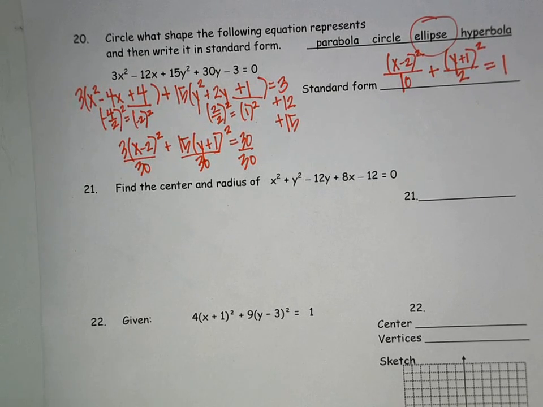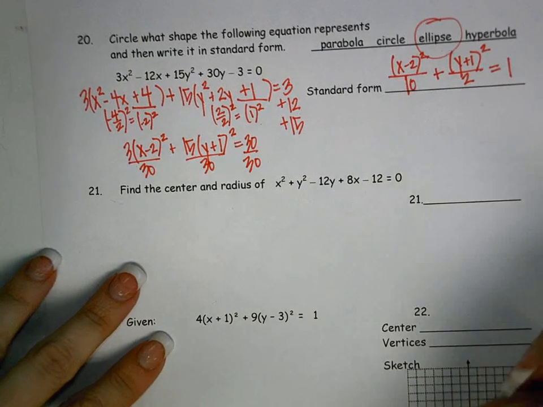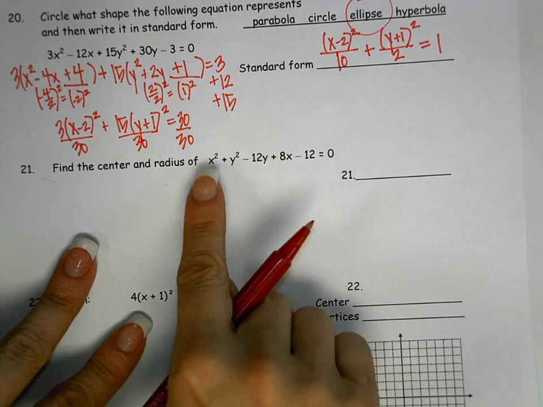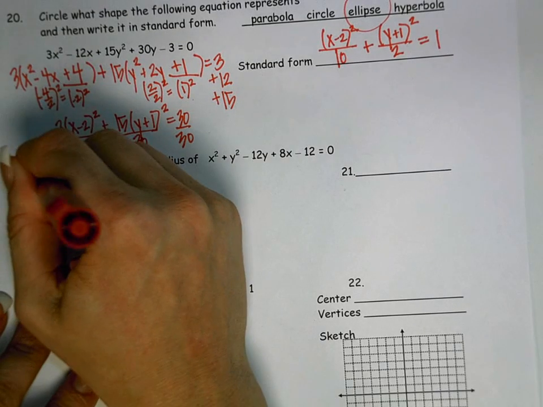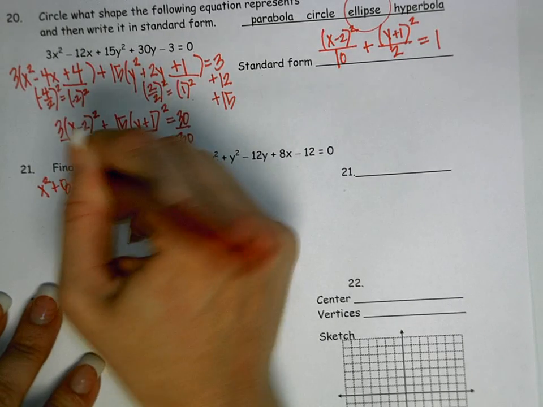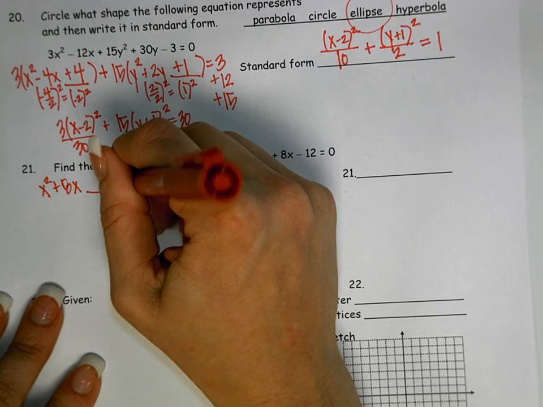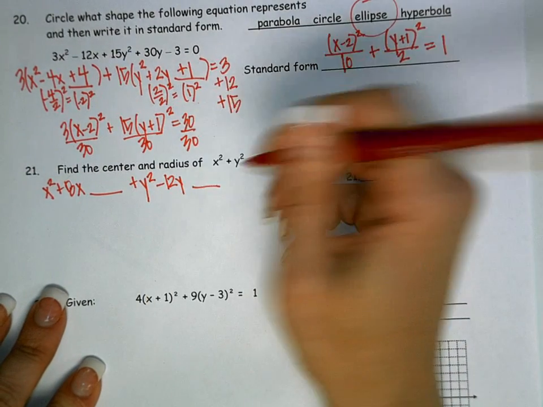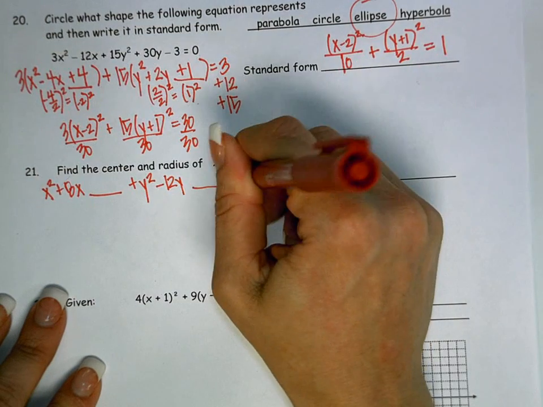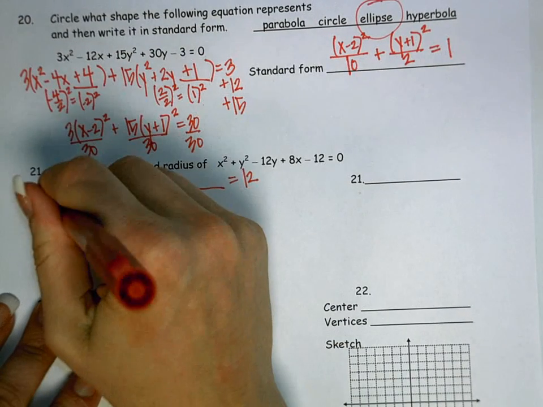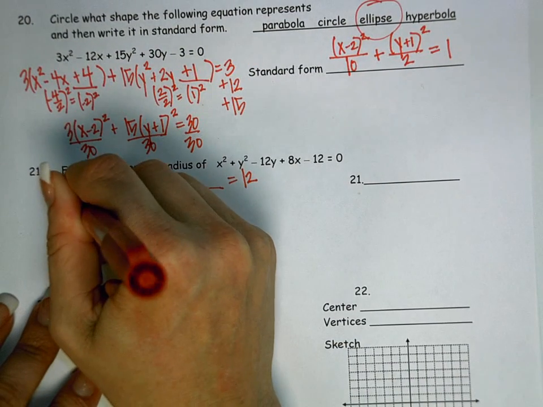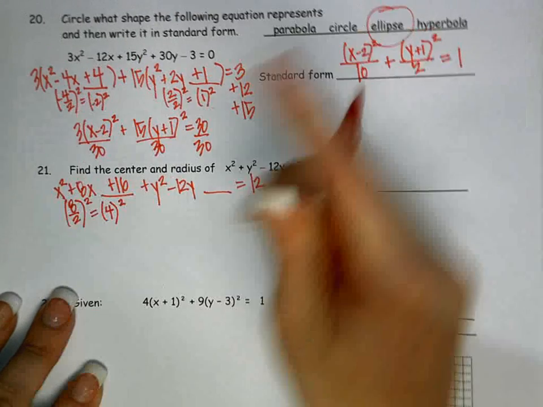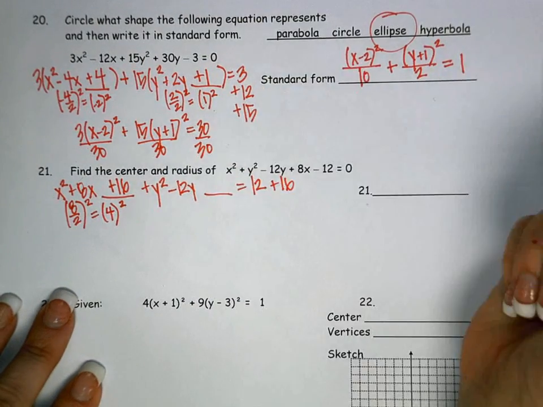Number 21, find the center and radius. The only thing that has a center and a radius is a circle. So obviously this is a circle equation. Put your x's and y's together. So x squared plus 8x, I'm going to leave a space to complete the square, plus y squared minus 12y, again, leave a space to complete the square, equals, move the 12 over. Complete the square, take the middle number divided by 2 and square it. So we add 16. There's nothing to multiply by out front, so add 16 to the opposite side.